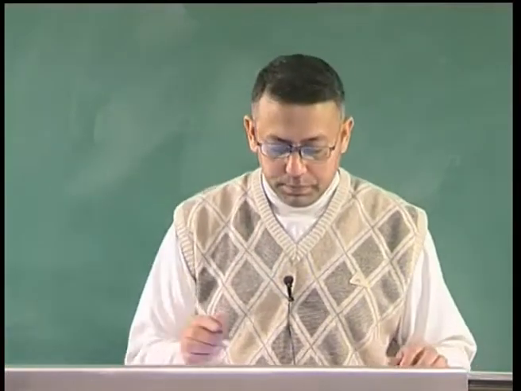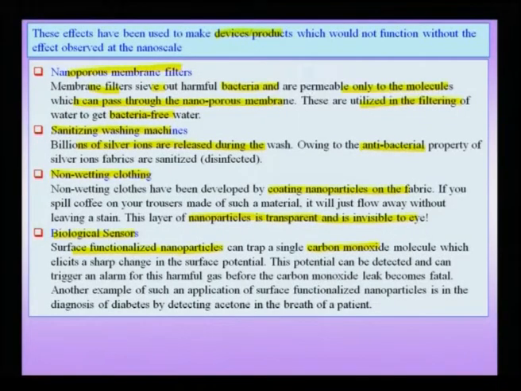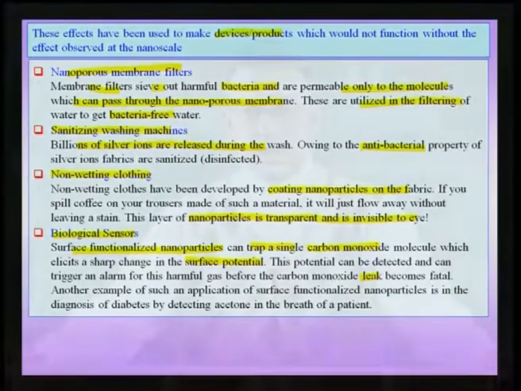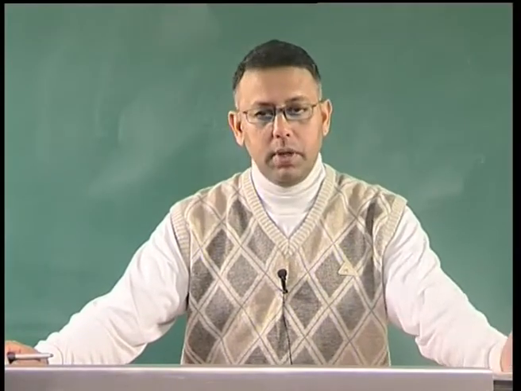Suppose I want to detect carbon monoxide in the atmosphere, I can use surface functionalized nanoparticles, which can have a sensitivity much higher than if I were to use some conventional kind of detector. And if this were connected to a complete device wherein the change in the potential or the surface potential of the nanoparticle can be detected, this can set off an alarm, and this alarm can tell us that the carbon monoxide level in the atmosphere has exceeded a safe limit, a leak which can now be fatal. Therefore, an evacuation procedure or a certain remedial procedure can be initiated.